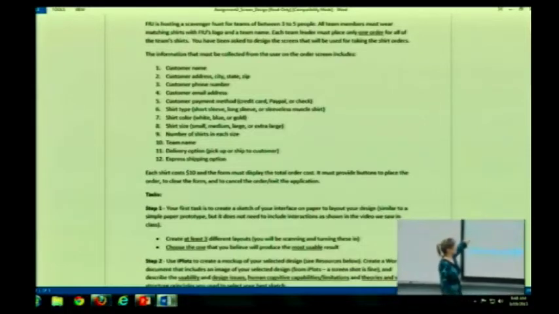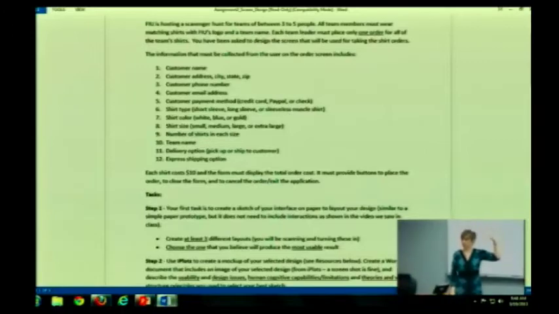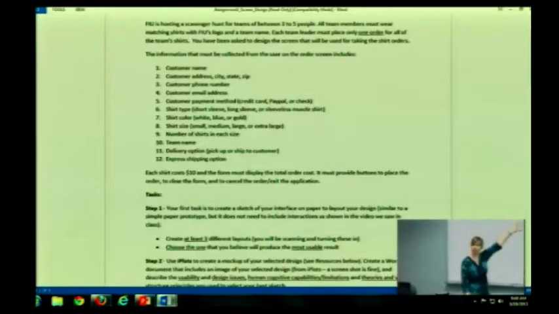Also keep in mind that there are other things in addition to number of shirts that will go into the total cost, which is shipping. So keep that in mind. Remember what I said last time. All of the requirements are not just in the numbered list. Make sure you read it carefully. I will be looking very carefully to see how well you adhere to the requirements.